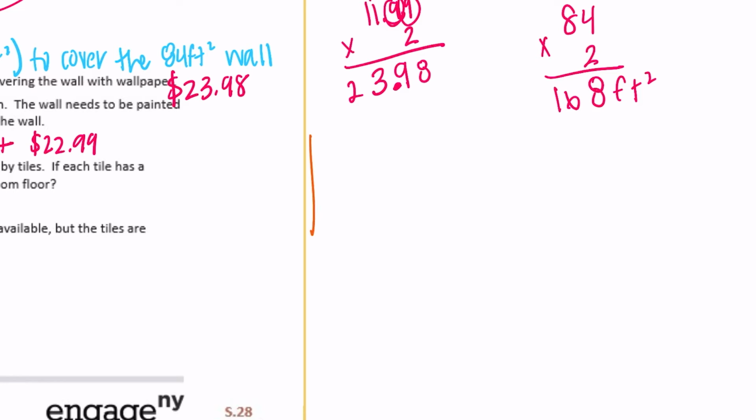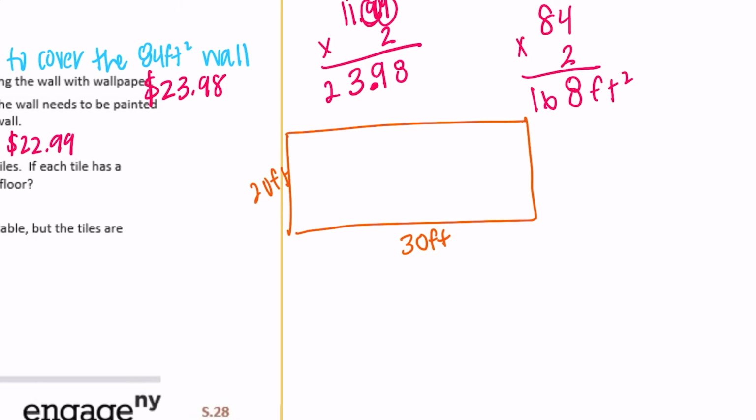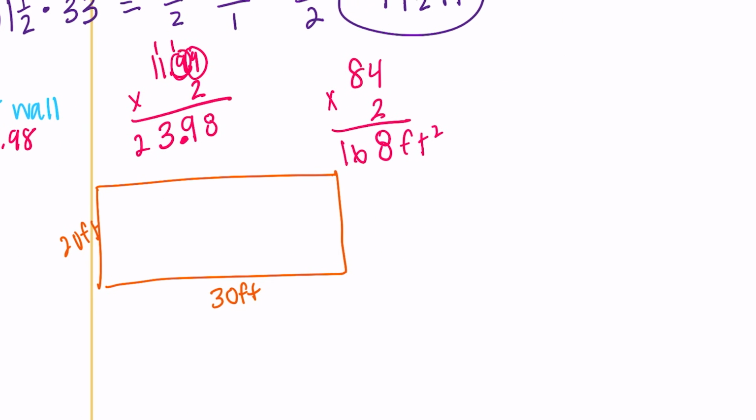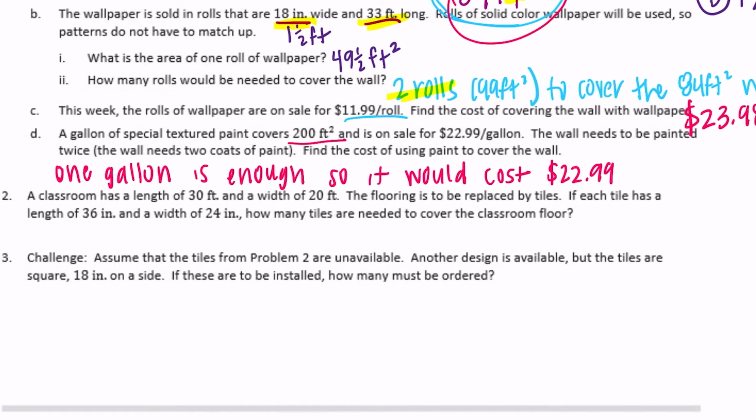Okay, so we have a classroom that's 30 feet by 20 feet, which is the total area. So 30 by 20 would be 3 times 2 is 6, plus 2 zeros, 600 feet squared. So the whole area is 600 feet squared. Then it says that each tile has 36 inches by 24 inches. So let's convert those into feet.